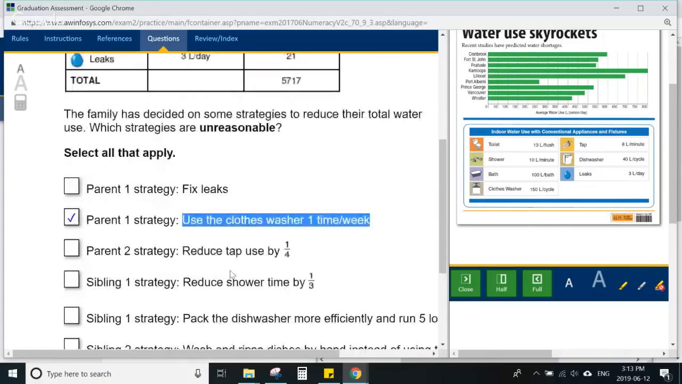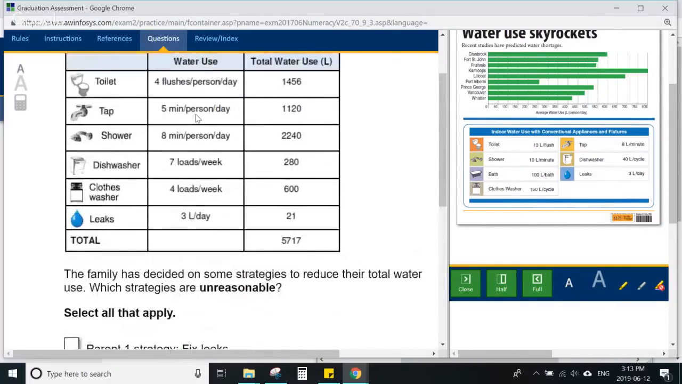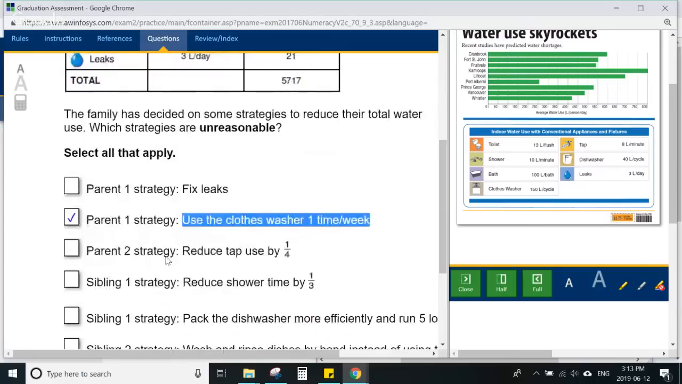Okay, what about this? Reduce tap use by 1/4 or 25%. Here's the tap use. So 5 minutes per day, that's reducing by about 1 minute, 15 seconds per day, which would make a huge dent in the total water use. That is a reasonable goal, to reduce tap use by a quarter.